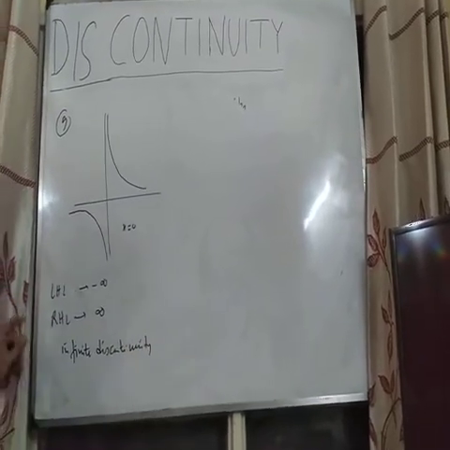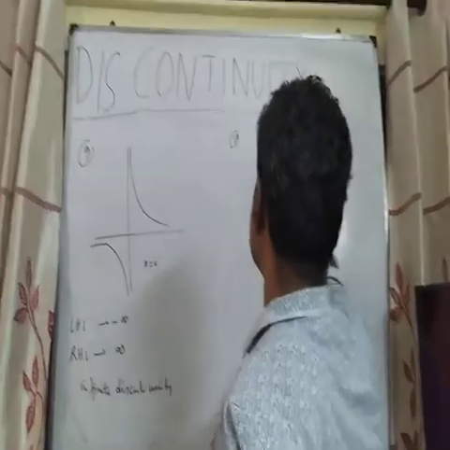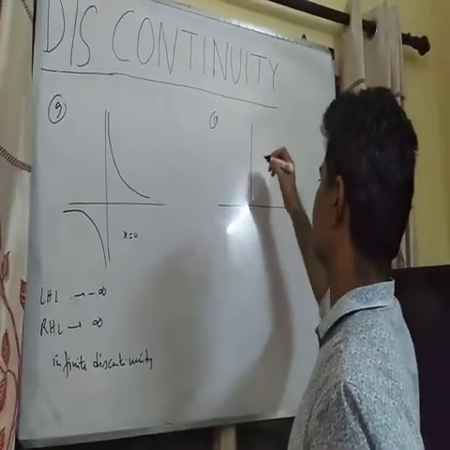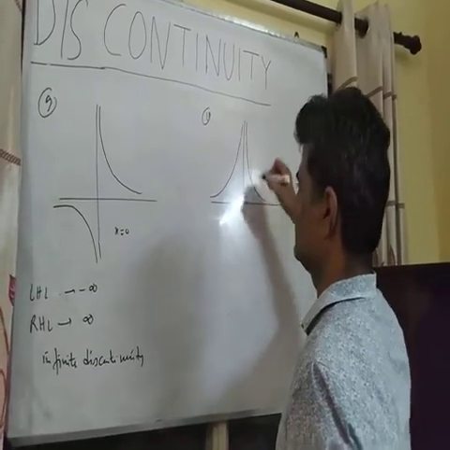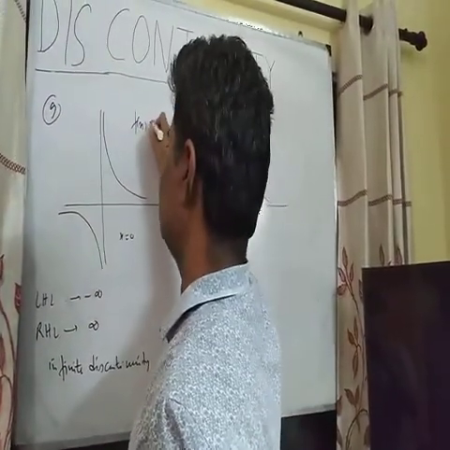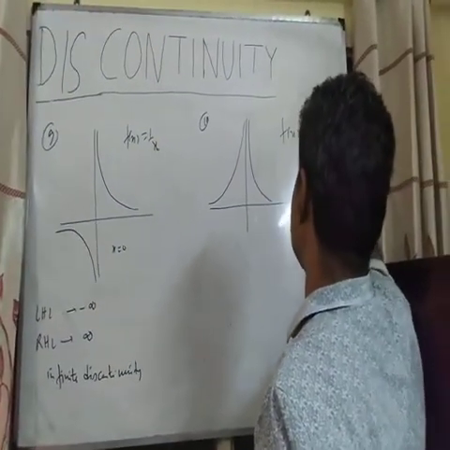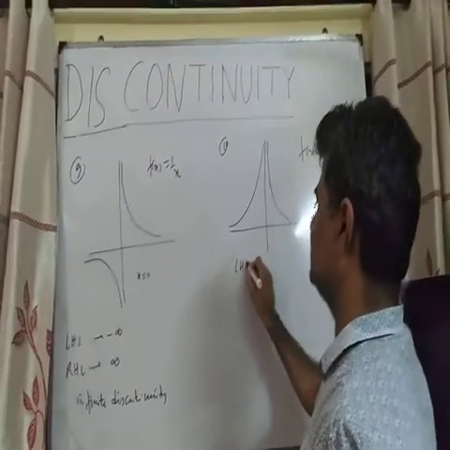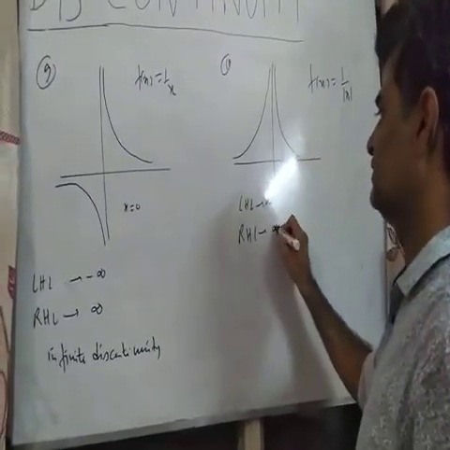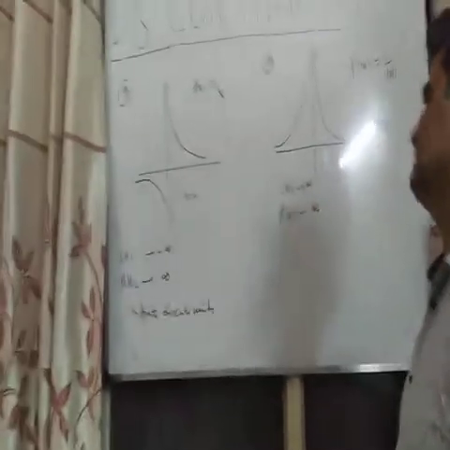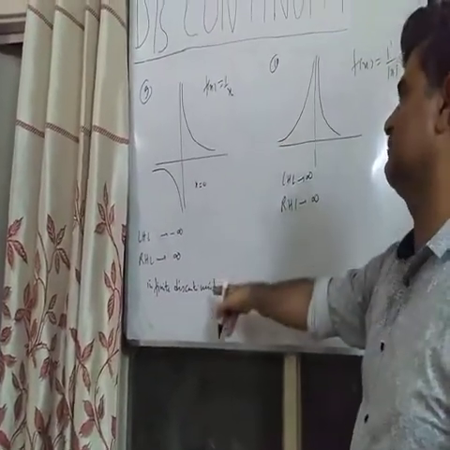This is called infinite discontinuity. One more case of infinite discontinuity is like this. Here f(x) is equal to 1 by x. Here you can see that f(x) is equal to 1 upon modulus of x. So here the left hand limit is again tending towards infinity and the right hand limit is again going to infinity. So you can see that this kind of discontinuity is known as infinite discontinuity.